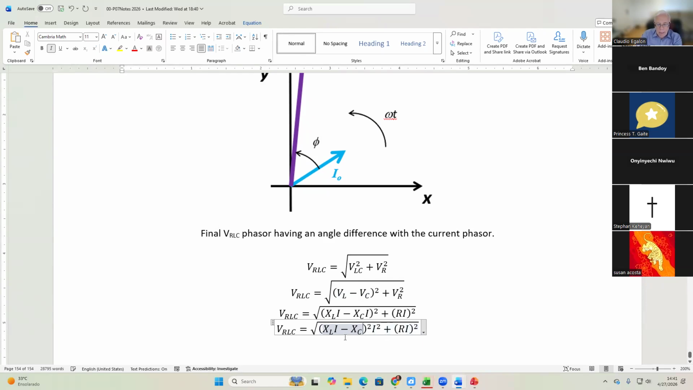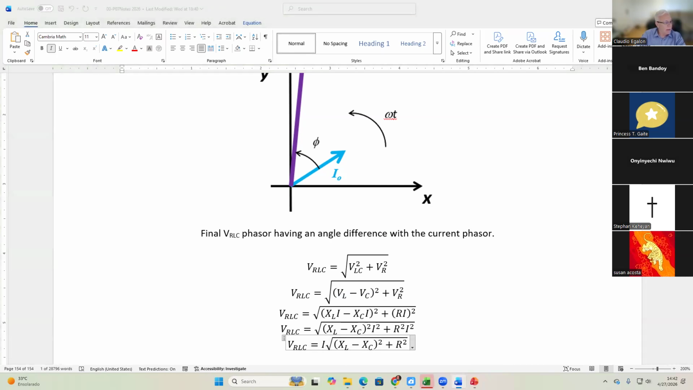And I can cancel I. I'm gonna put everything already, like R squared, I squared. Common term is the I squared. Because the I squared is a common term, I can take it out of the square root. And we are left with this term. Here's going to be the total reactance.